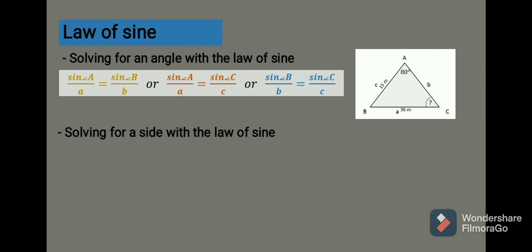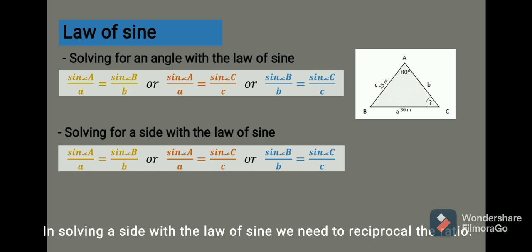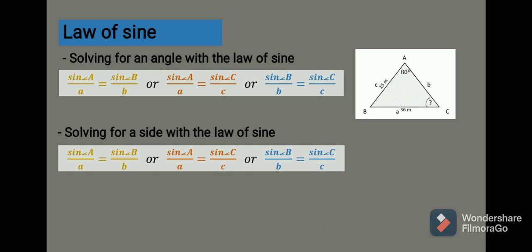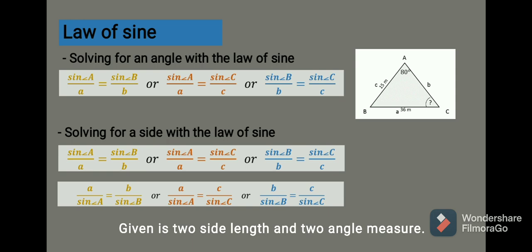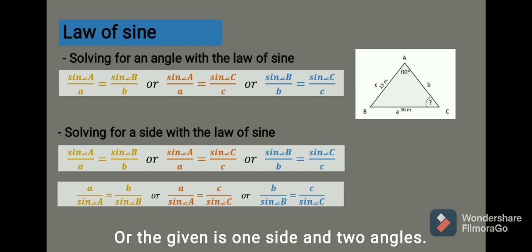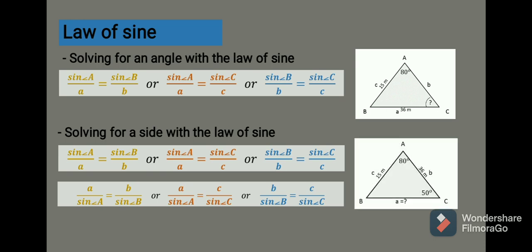Solving for a side with the law of sines. The formula is the same as in solving for the angle, but in solving for a side we need to use the reciprocal of the ratio. Our denominator will become the numerator and our numerator will become the denominator, just like this. We can use this rule if we want to know the measurement of the missing side where the given is 2 side lengths and 2 angle measures, or only 1 side and 2 angles are given, just like the triangle on the right side.